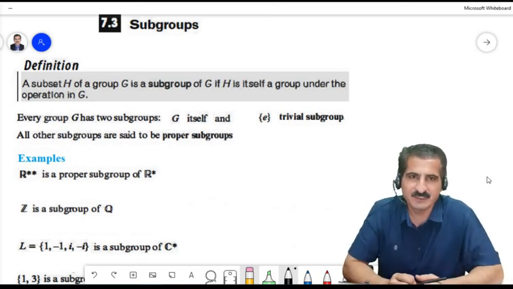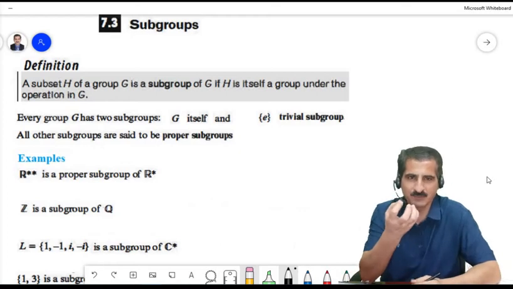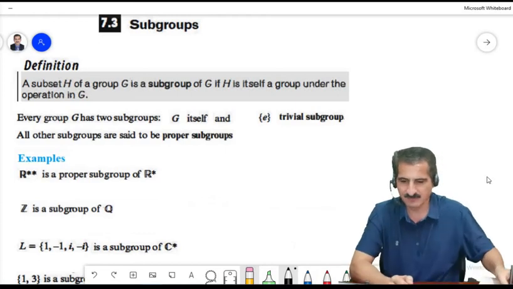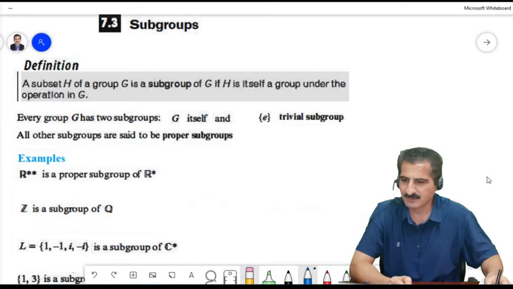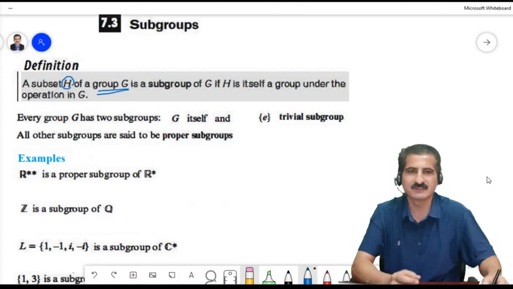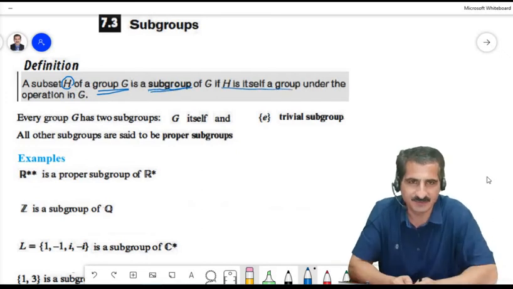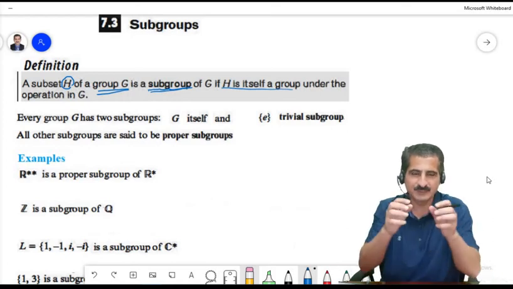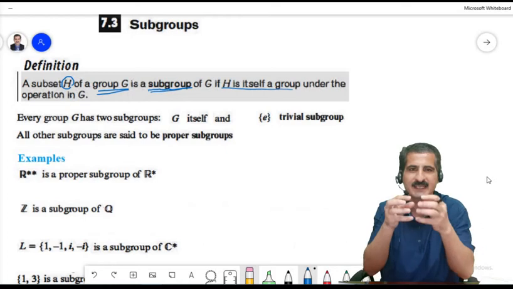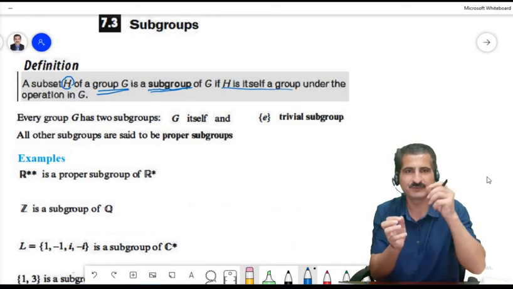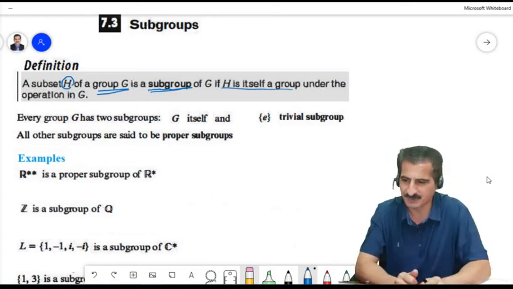Subgroups. Simply, a subgroup is a group that lives inside a bigger group. This is the intuitive definition of it. So here, assume we have a group G, and we have a subset H that lives inside G. We will call H a subgroup if H itself is a group under the operation of G. Okay, so H is a group contained in the bigger group G, so we will say H is a subgroup of G, and we mean here the operation of each of the groups is the same one, the same operation.